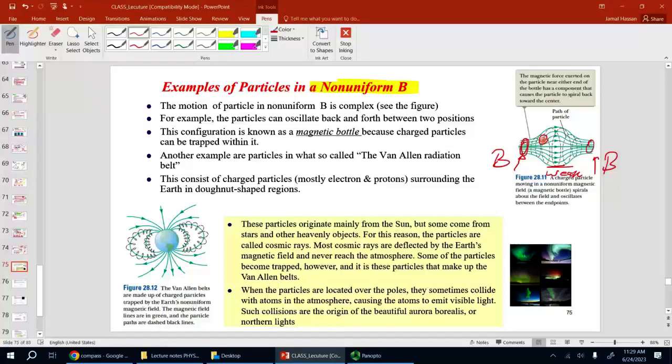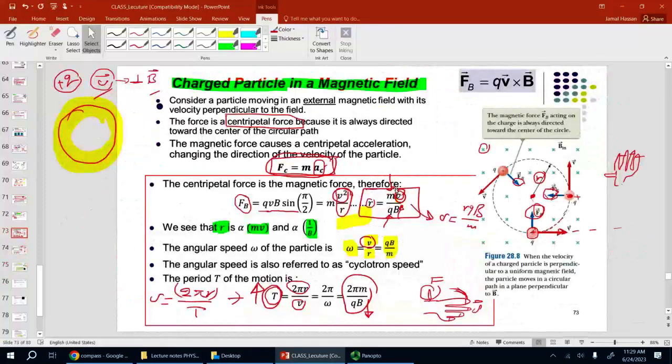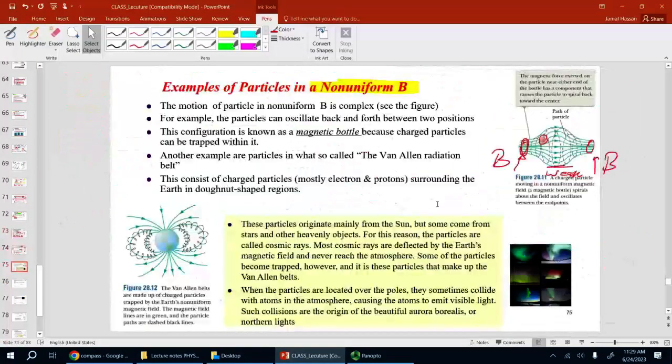According to the equation that we had before, look at the equation: R is equal to mv divided by qB. So R is equal to mv divided by qB. We see the relationship between B and R. So here R is small, the radius is small, which means B is large. But here the radius actually gets bigger. The radius of the circle gets bigger, which means B is weaker.